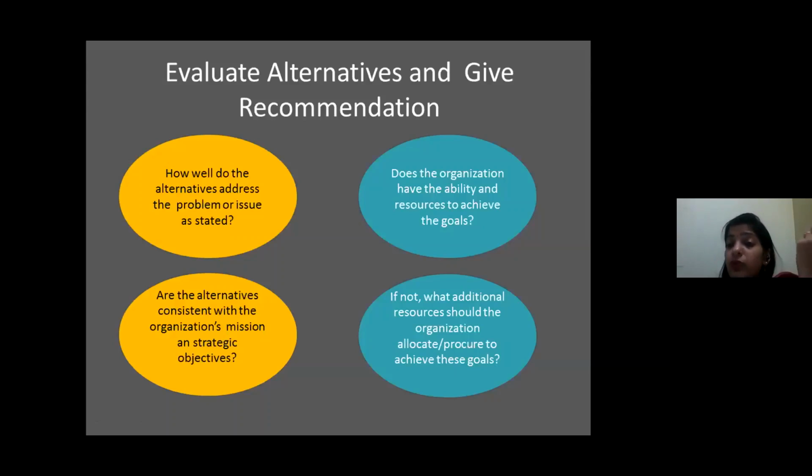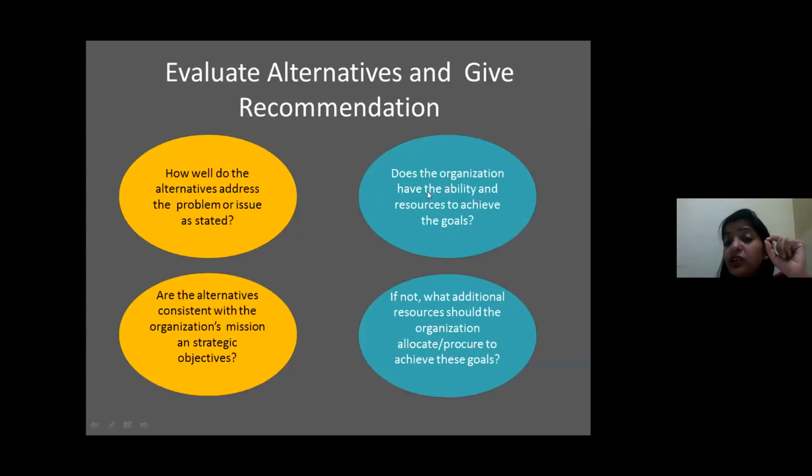So whenever you are finding a solution, or while writing a case study in this competition, check your solution twice or thrice, whether the solutions you are writing match the problem statement. If yes, then the next check should be whether they match the organizational mission.